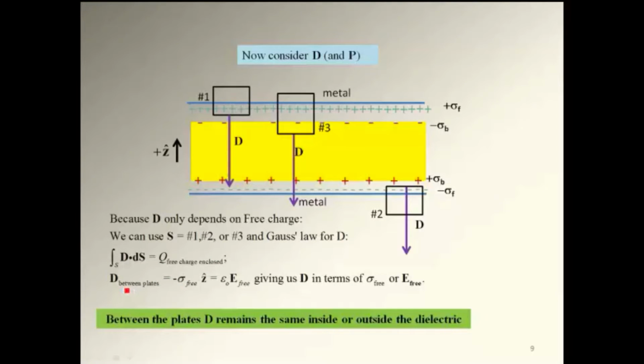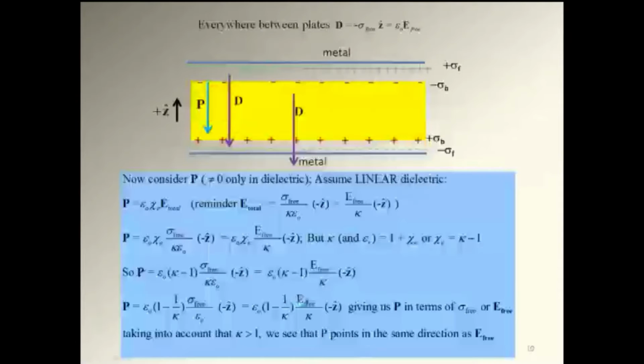If you say between the plates anywhere, the D will be equal to minus sigma free times z hat. See, there's no epsilon naught here. That's equal to epsilon naught E free. And so we have D in terms of sigma free or E free. Between the plates, D remains the same inside or outside the dielectric. And I've just repeated that up here. So now let's look at P.